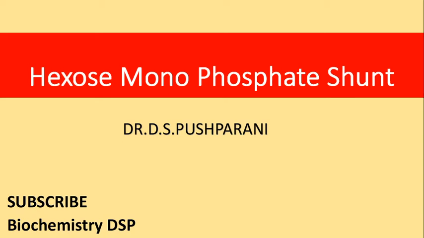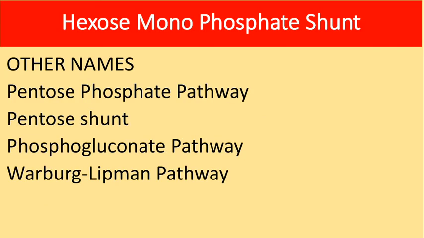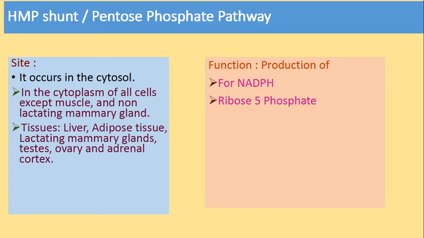In this video, I'll be explaining about hexose monophosphate shunt. The other names of hexose monophosphate shunt are pentose phosphate pathway, pentose shunt, phosphogluconate pathway, Warburg-Lipmann pathway. So these are the alternative names of HMP shunt.